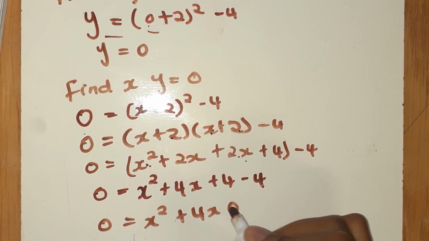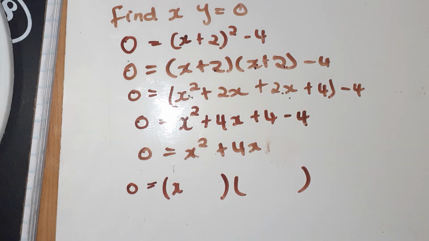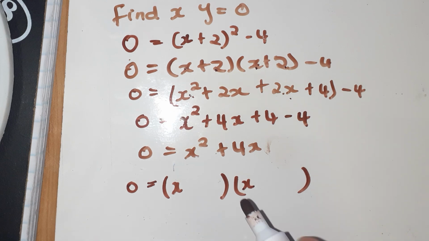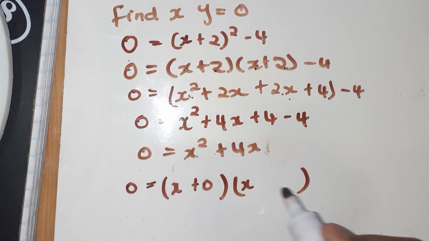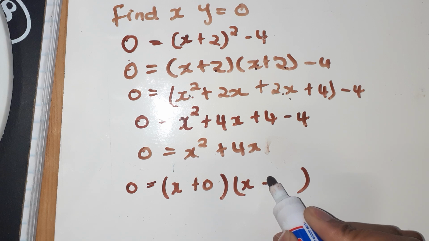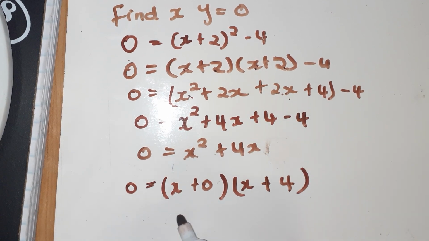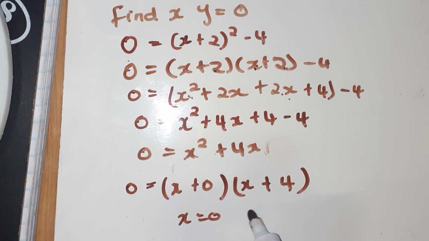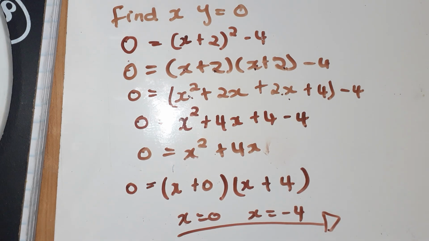So there we have, we just have it like this. So here we'll have x, and then we can have x plus 4. So that x equals 0, x equals negative 4. So these are the two x values.